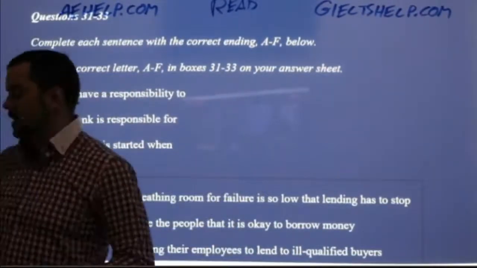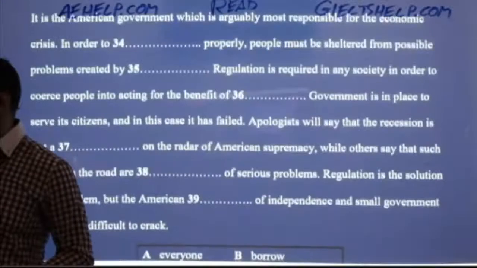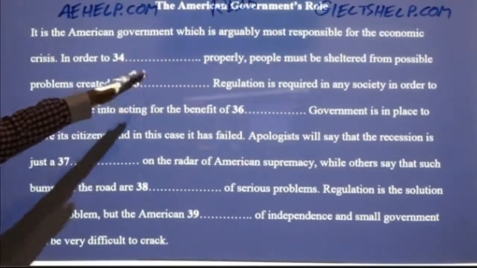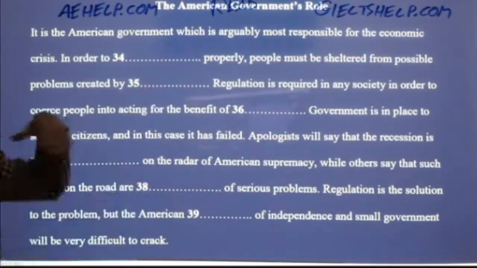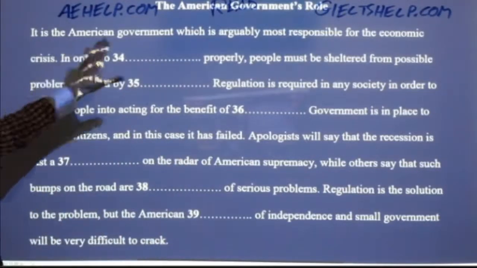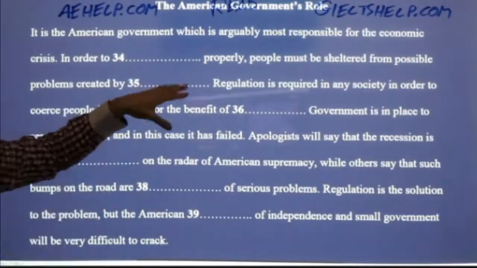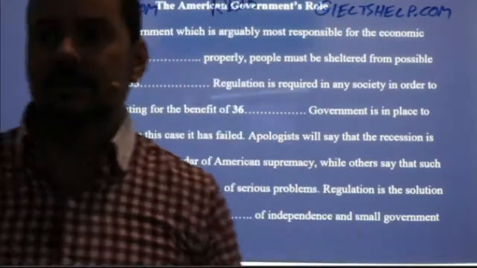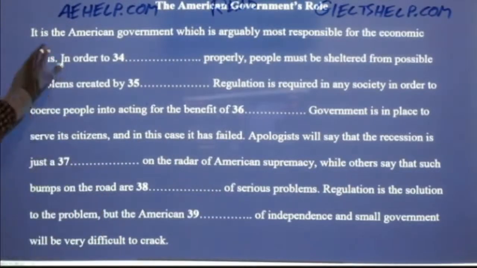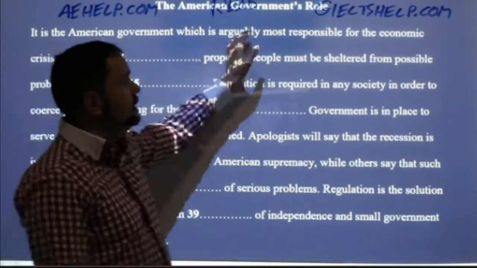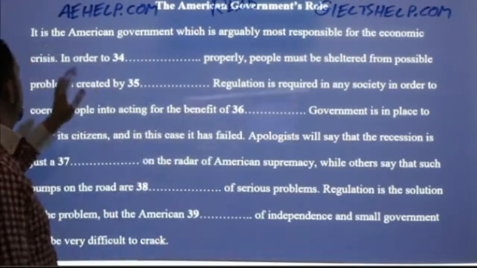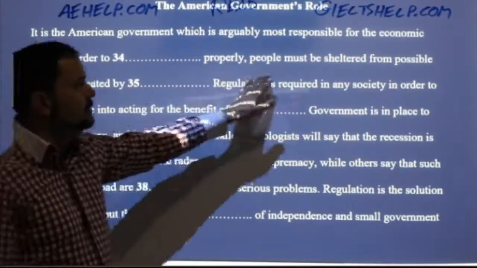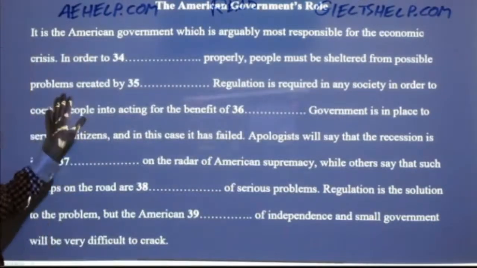Nicely done. All right, so now we have this filling in the blanks. Same way, we try to figure out or think of the answer on our own, and then we find the match. Okay. These are actually quite fast. So this type of question can be a lot faster than true, false, not given, or this matching the sentence ending. Okay. All right, here we go. So it is the American government which is arguably most responsible for the economic crisis. In order to something properly, people must be sheltered from possible problems created by.